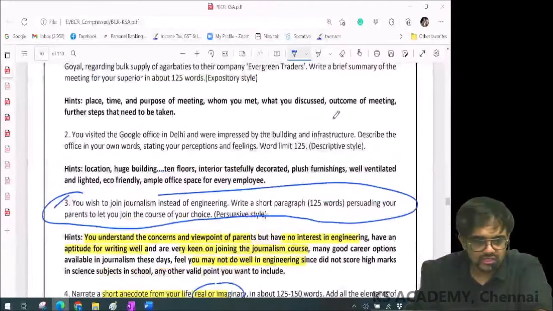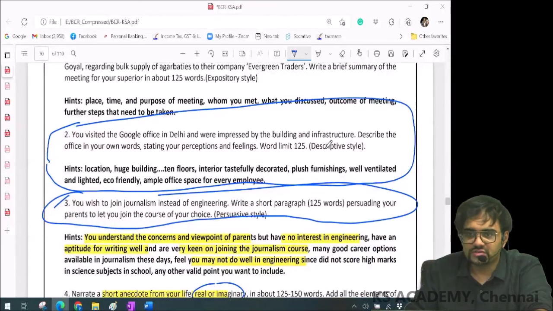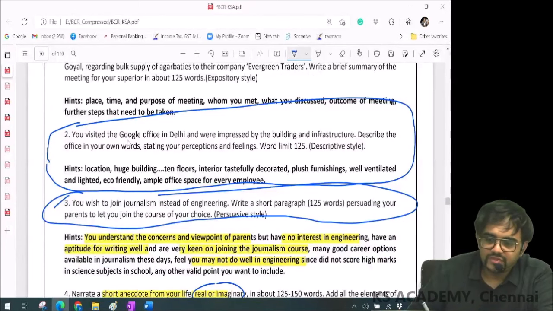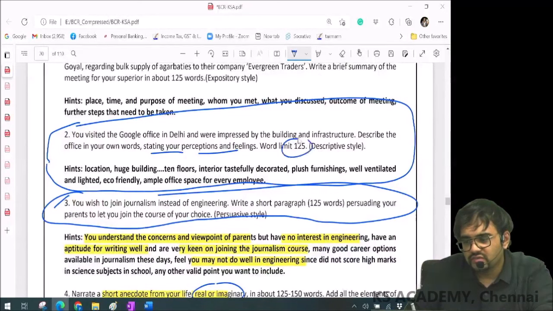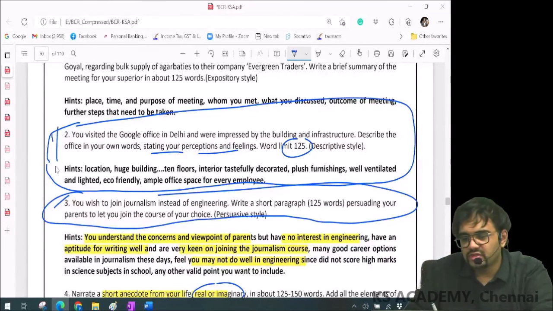Generally, in the business type, they will ask you like this. Second question. You visited the Google office in Delhi and were impressed by the building and infrastructure. Describe the office in your own words, stating your perceptions and your feelings. So here the word limit would be 125. So roughly around how many lines? 8 to 9 lines. So what did you feel about the office?